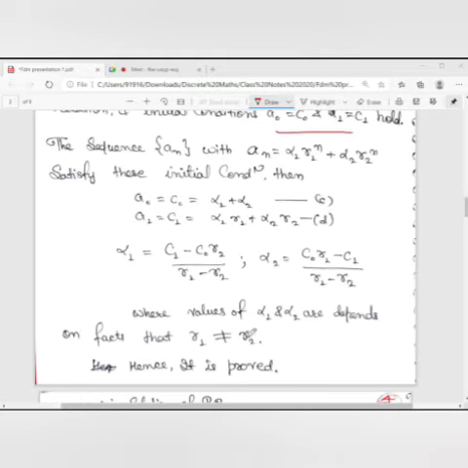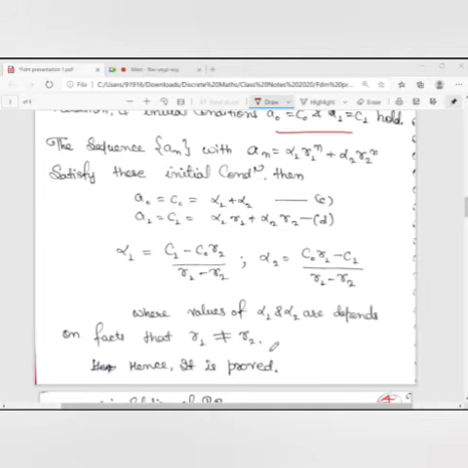Here with these two values of alpha 1 and alpha 2, the sequence a_n with alpha 1 R1^n plus alpha 2 R2^n satisfies the two initial conditions. Here we will finally conclude that a_n and alpha 1 R1^n plus alpha 2 R2^n are both solutions of the recurrence relation a_n equal to C1 a_(n-1) plus C2 a_(n-2), and both satisfy the initial conditions. Now the theorem is proved. The solution of this linear homogeneous recurrence relation with constant coefficients finally has the form a_n equal to alpha 1 R1^n plus alpha 2 R2^n, where alpha 1 and alpha 2 are constants.